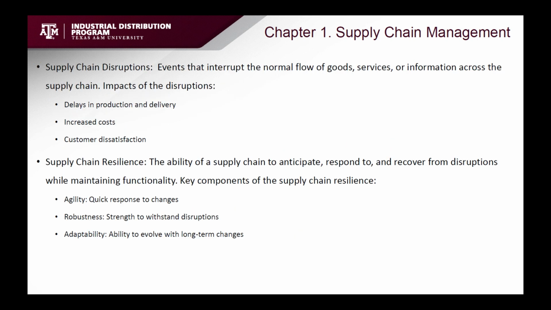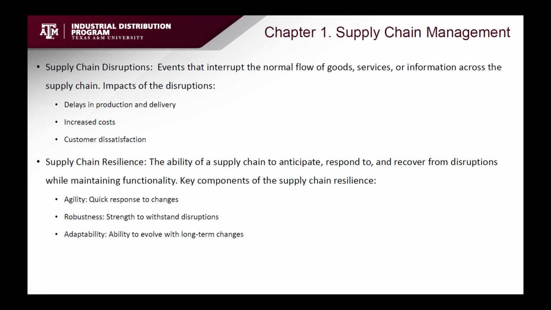So, two definitions to lock in. A supply chain disruption is basically any event that interrupts the normal flow of goods, services, or information. The impacts, usually three things: delays in production and delivery, increased costs, and unhappy customers who often go straight to your competitors. Supply chain resilience is the ability of a supply chain to anticipate, respond to, and recover from those disruptions while maintaining its core function.